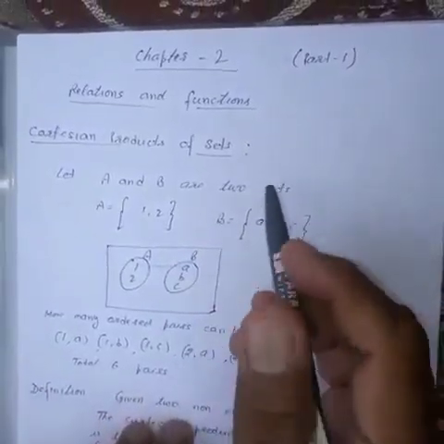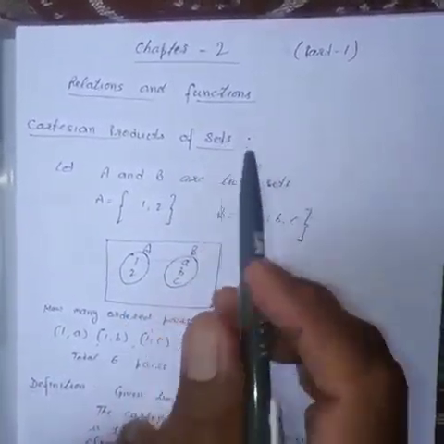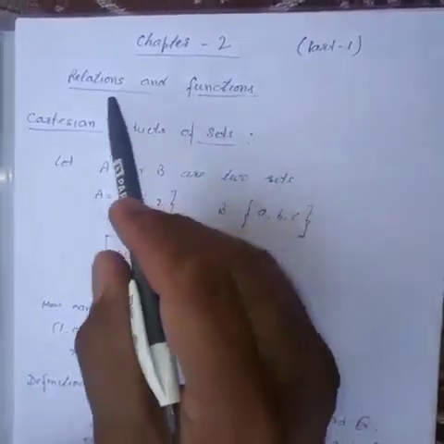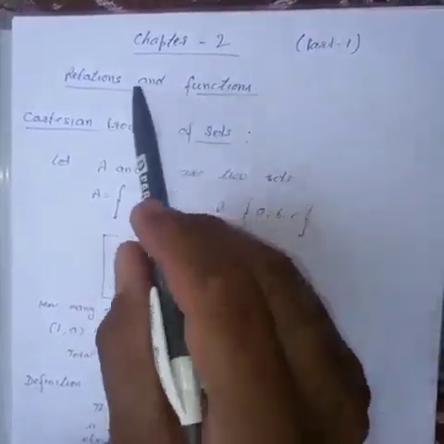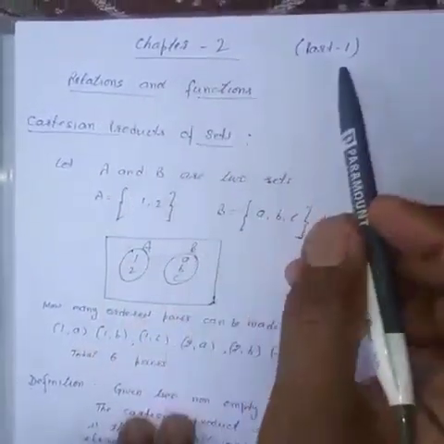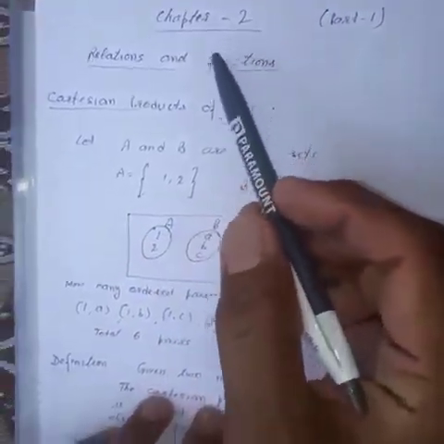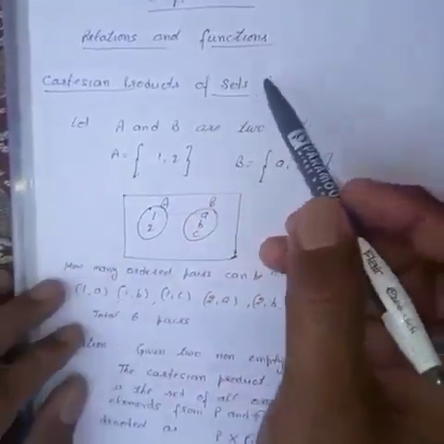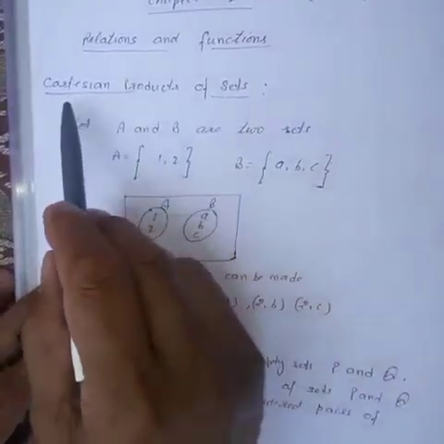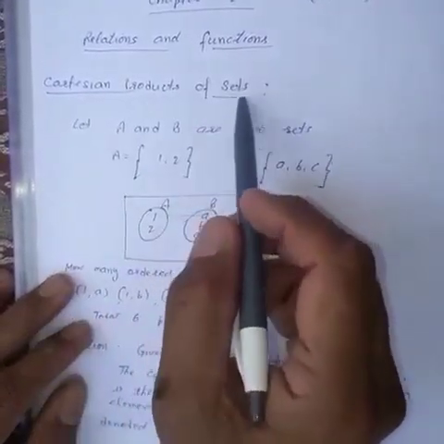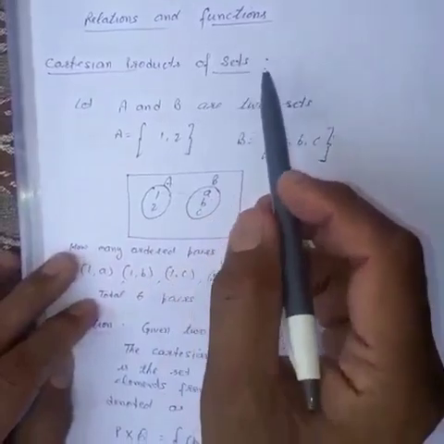Hello, students. Welcome to chapter 2, which is Relations and Functions, chapter 2 of NCERT, and this is part 1 of chapter 2. Now, in this chapter, the first topic is Cartesian product of the sets. Cartesian product of the sets.